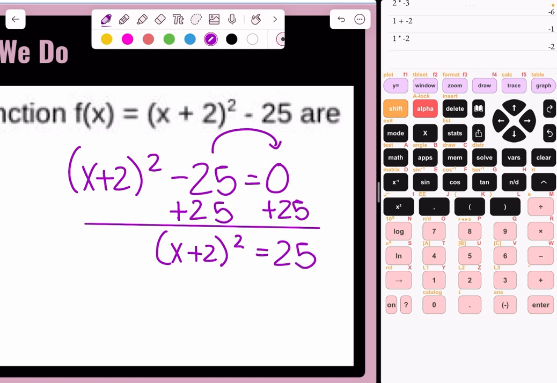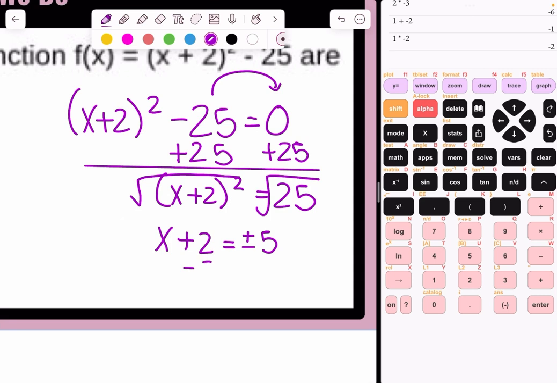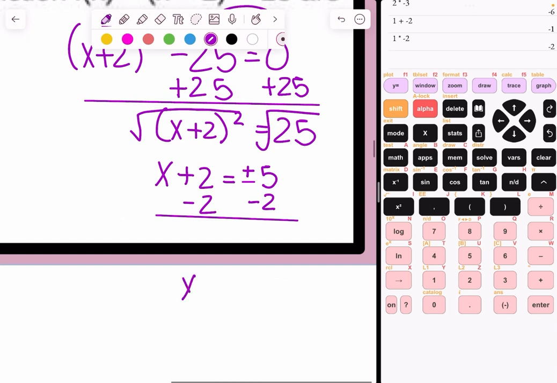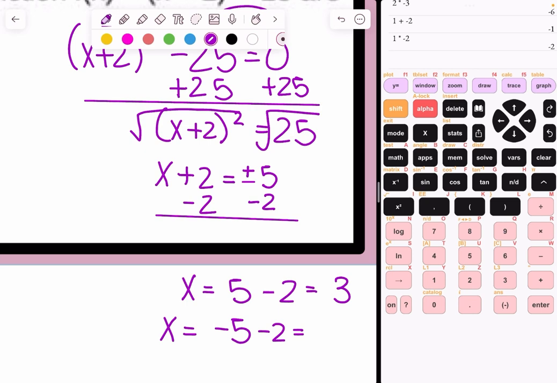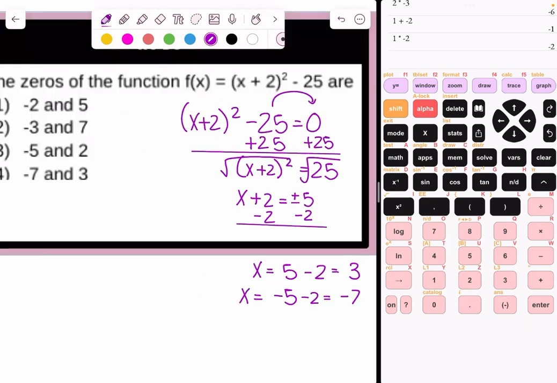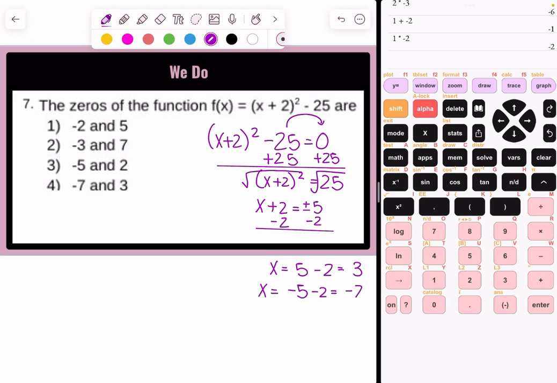Now I want to get rid of that 2 as an exponent. The opposite is to take the square root. So that will leave me with just x plus 2 equals, the square root of 25 is positive and negative 5. Okay? Now I'm going to subtract 2 from both sides. When I subtract 2, I am subtracting 2 from a positive 5. I'm doing positive 5 minus 2. But I'm also doing negative 5 minus 2. 5 minus 2 is 3, and negative 5 minus 2 is negative 7. So 3 and negative 7, which is answer choice 4.